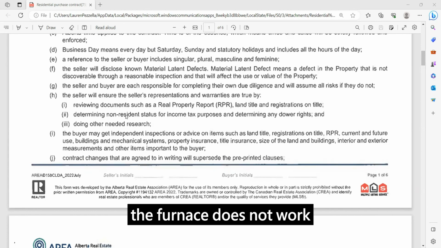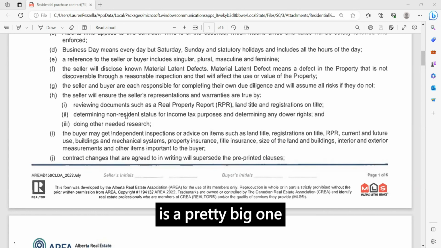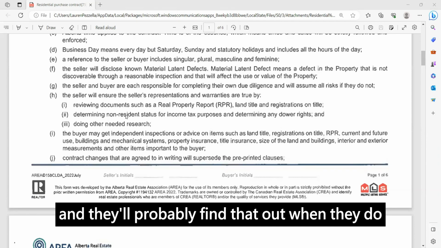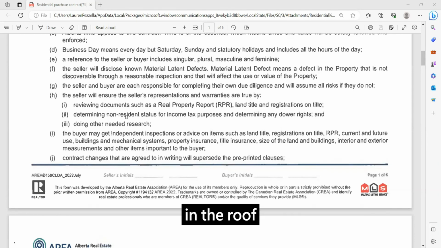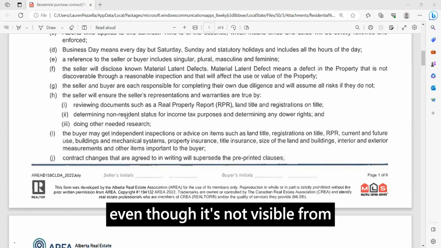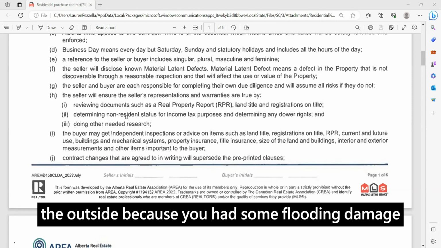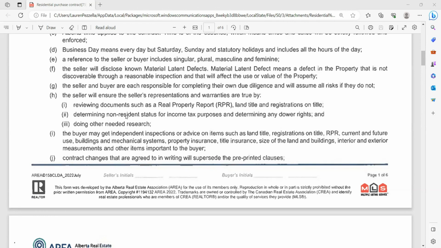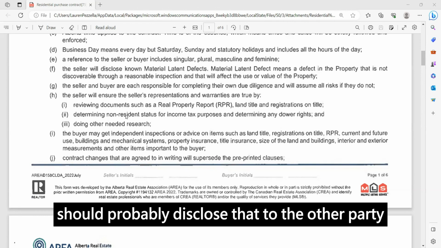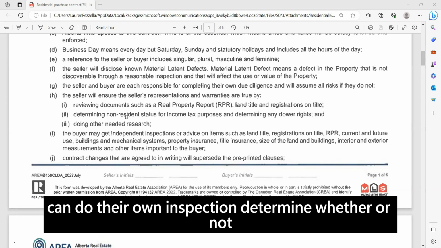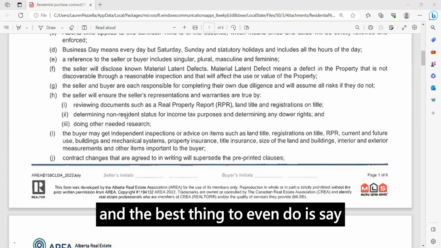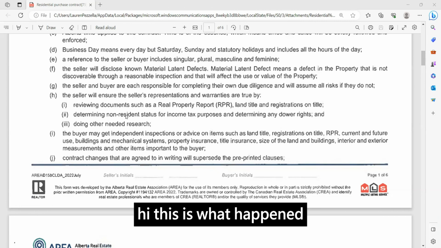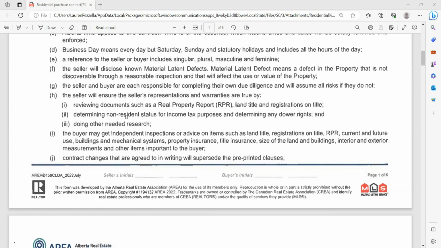The furnace does not work is a pretty big one. And they'll probably find that out when they do a regular property inspection. That there is a hole in the roof, even though it's not visible from the outside because you had some flooding damage. You should probably disclose that to the other party so that they can do their own inspection to determine whether or not that's something that's valid or not. And the best thing to even do is say, hi, this is what happened and this is what we did to fix it.